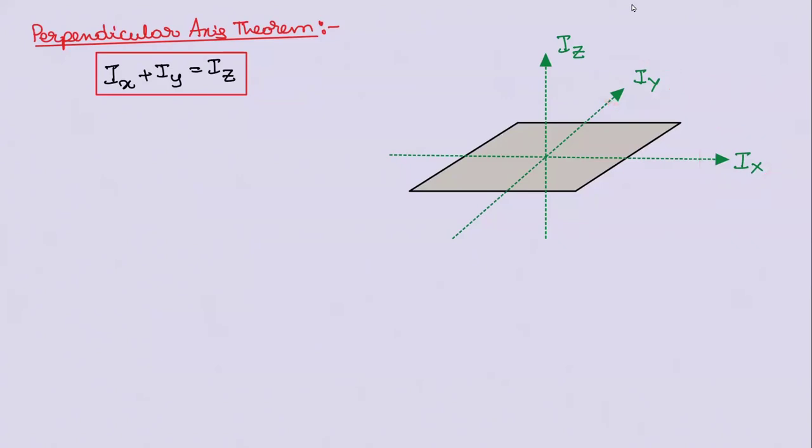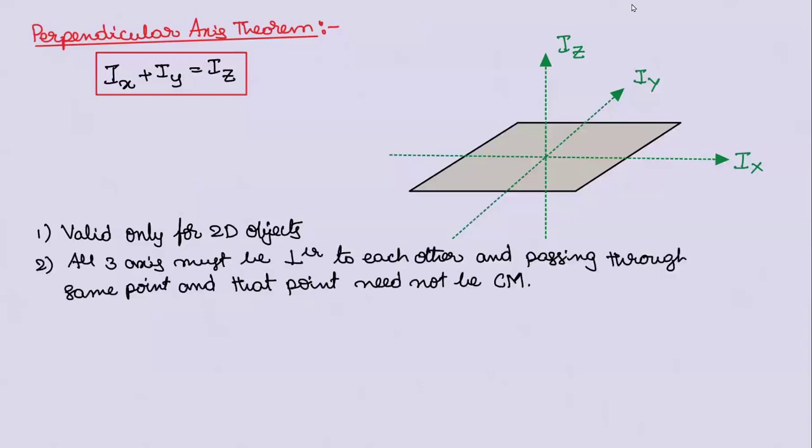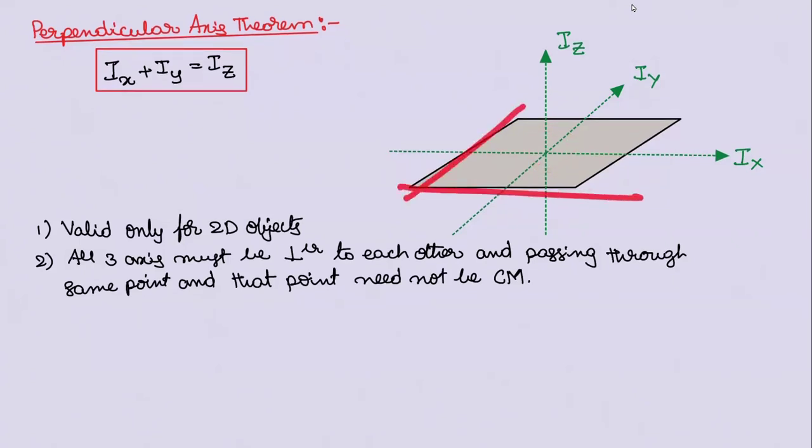Now let us go for the conditions or rules. Valid only for 2D objects. You can't use it for 3D objects. Second thing, all three axes must be perpendicular to each other and pass through the same point. And that point need not be the center of mass. It can be anything. In this diagram, it looks like you did it through the center of mass. Yes, I did it. Even you can take the x, y, z axes like this, and still you can use it there.